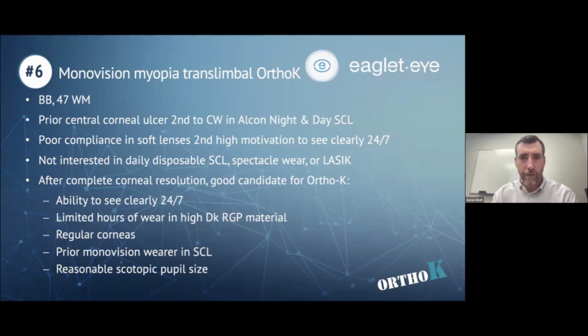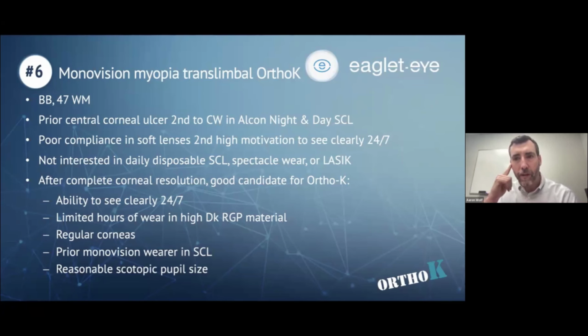It is a full surface corneal topographer as well, and there are a couple cases in which it can be beneficial. So we're going to go through a couple of those today, which I think are interesting. This first case that we're presenting is a myopic translimbal OrthoK. So translimbal orthokeratology is, I don't know if I'd say new.